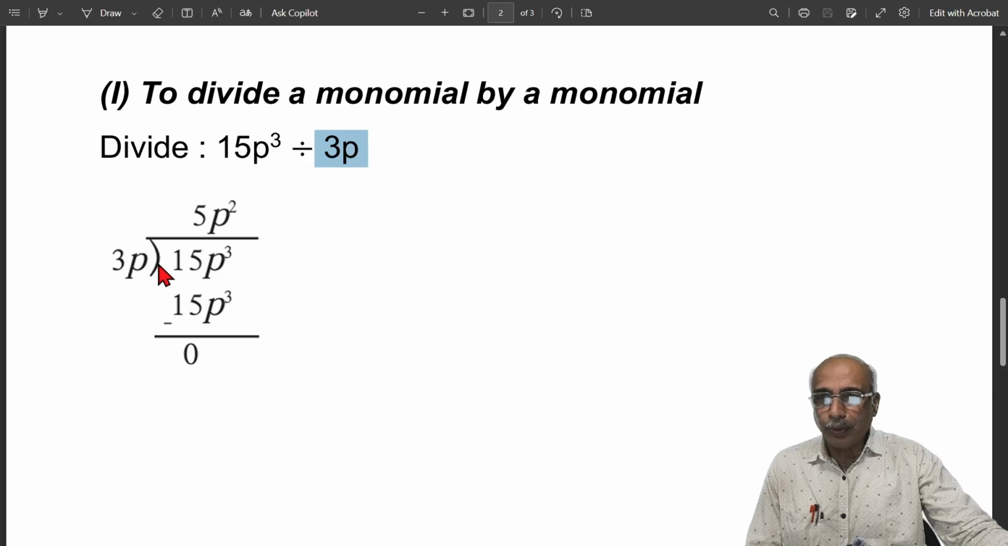So here, as we do in the division method, we are doing 15 into p cube. So 3 5s are 15. So 5 will come in the quotient, and p into p square will be p cube. So if I multiply 3p into 5p square, we get 15p cube. In the division method we know we have to subtract the term here. So 15p cube minus 15p cube will be 0, and the quotient will be 5p square.